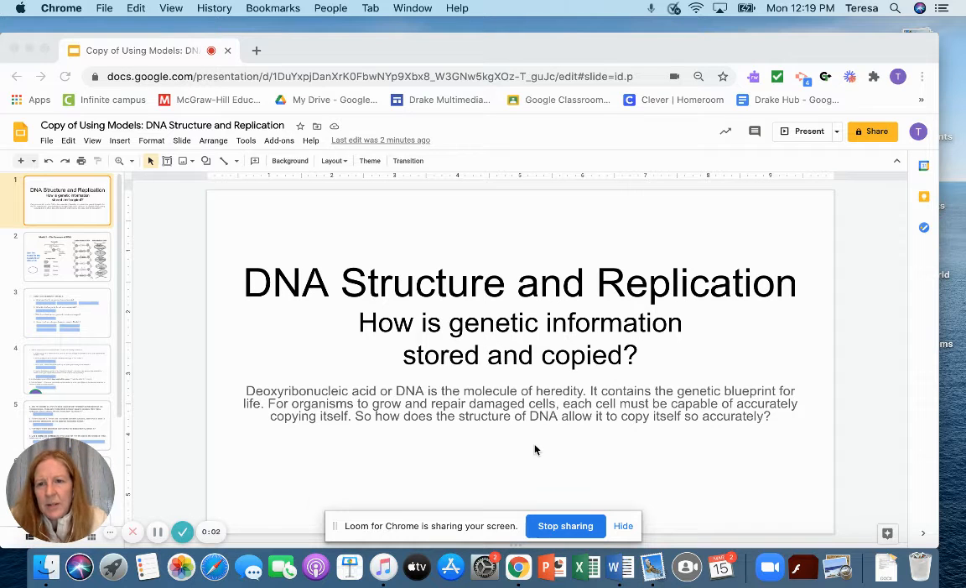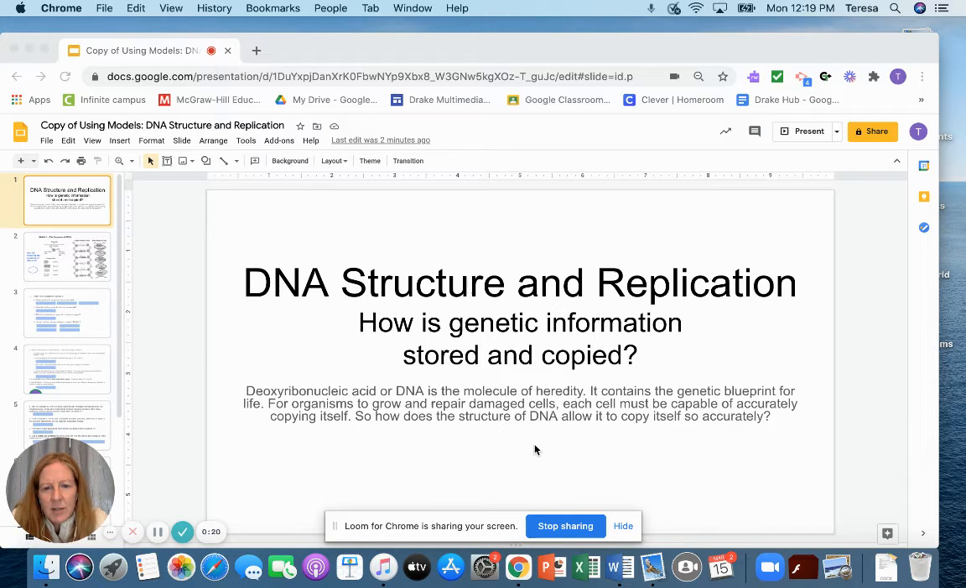Hi, ladies and gentlemen. I'm going to walk you through how to do the using models in DNA structure and replication activity. Okay, so let's start off looking at the first slide. It says DNA structure and replication. How is genetic information stored and copied?